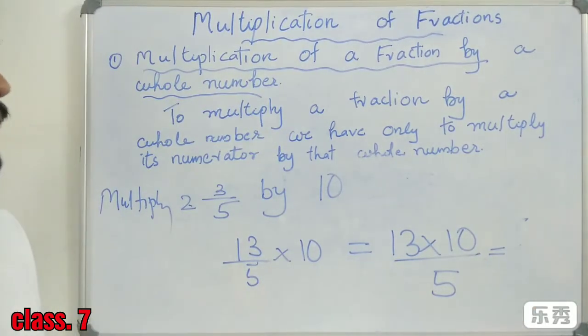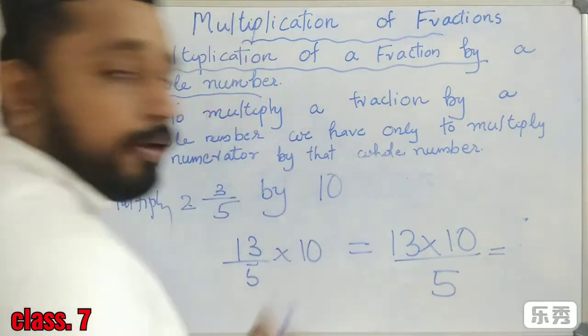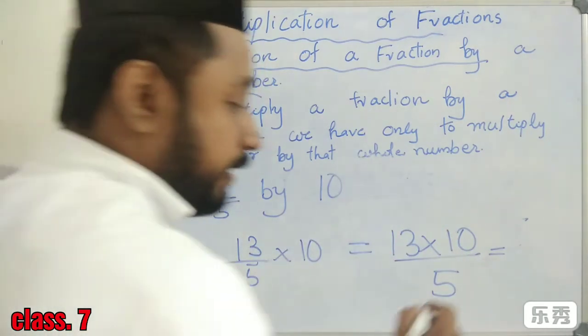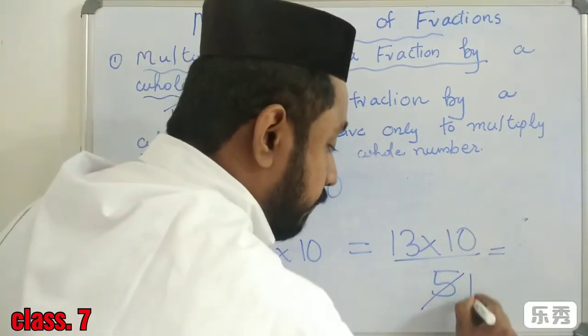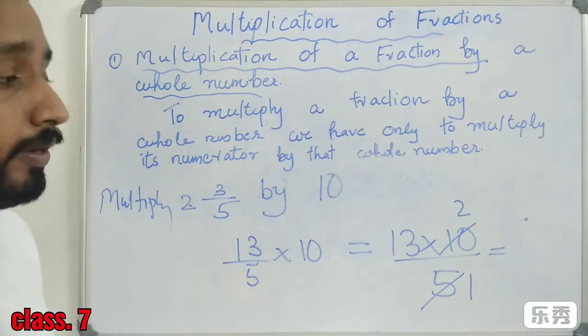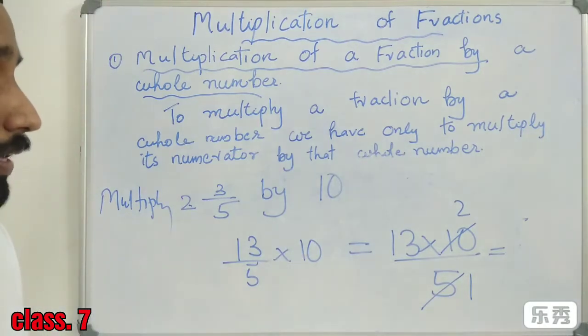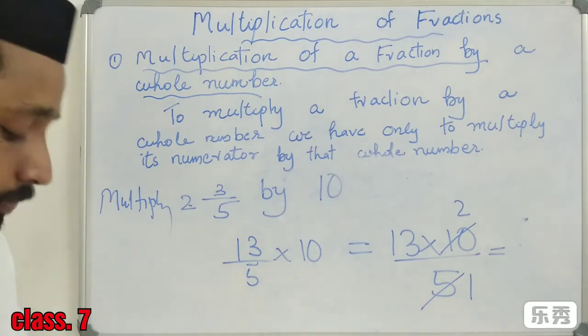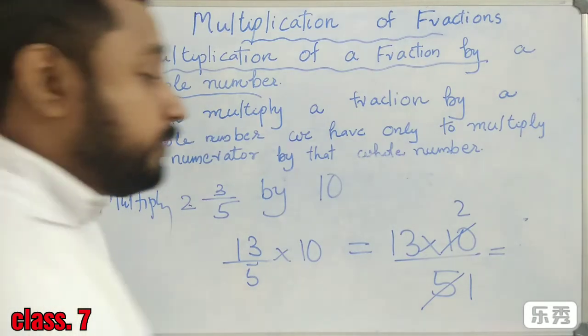Now look at that: 13 into 10 by 5. Here 10, here 5. We can cut with the 5, which means 2 times 5 is 10. So cut with the 5. We got 2 as the numerator and 1 as the denominator. So we got 13 into 2 by 1.